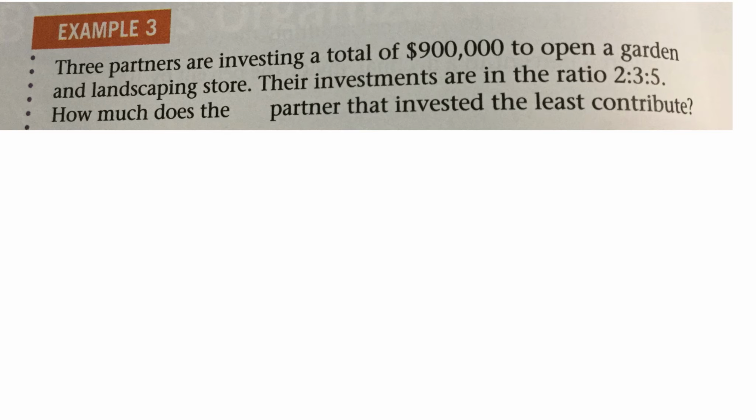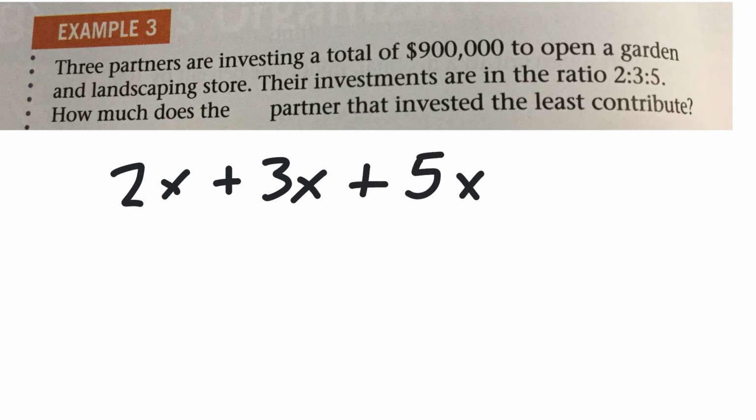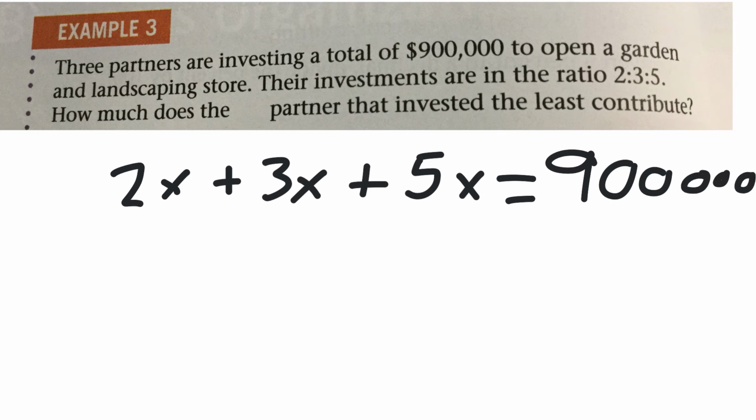Now, the way that they would want you to do this algebraically is, let's say that the cost of one share is X amount of dollars. We don't know what it is. It costs X dollars. The first guy bought two of them. So he paid 2 times X. The second guy bought 3 shares. So he paid 3 times X. And then the last guy bought 5 shares. He paid 5 times X. So 2 times the cost of one share plus 3 times the cost of one share plus 5 times the cost of one share would equal the $900,000 that was invested. So now you've got an algebraic equation set up. 2x plus 3x plus 5x equals $900,000.